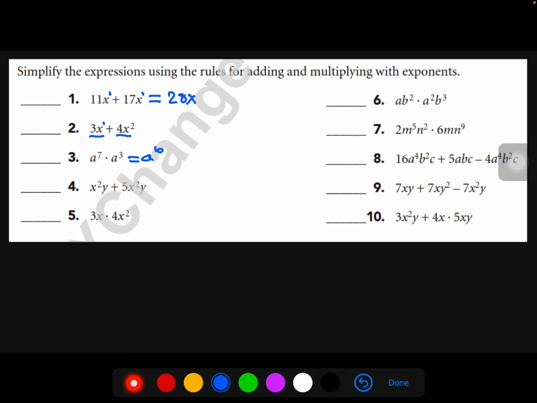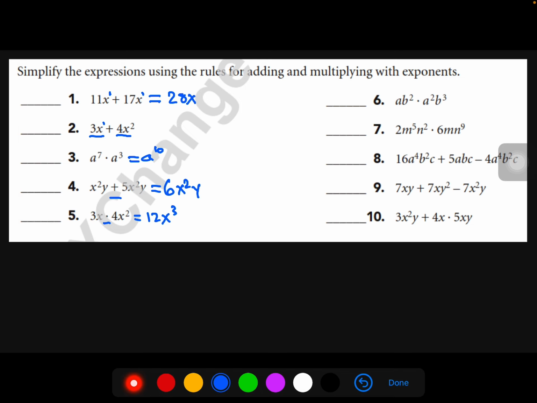Next one, x squared y plus 5x squared y. Again, we're just adding like terms here. So 6x squared y. Exponents stay the same, coefficients change because we're adding there. Here we're multiplying. And so we can multiply both the coefficients and we can multiply the variables. 3 times 4 is 12. And then we're going to add exponents. 1 plus 2 is 3.